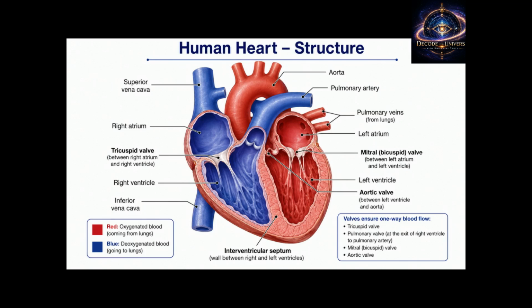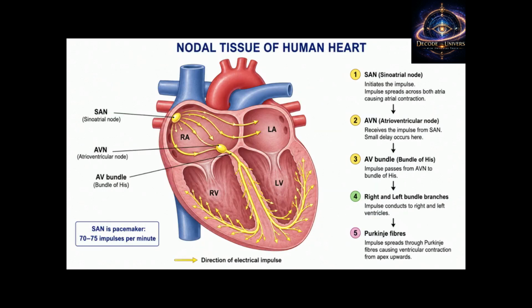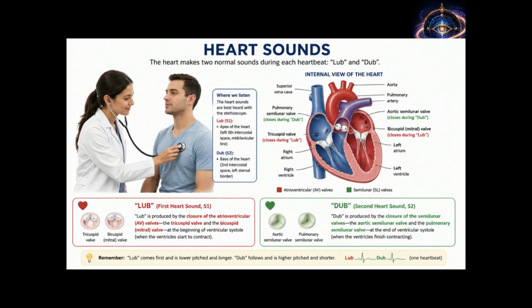AVN, atrioventricular node. Located in the lower left corner of right atrium near the atrioventricular septum. AV bundle of His. Carries impulses from AVN to ventricles. Purkinje fibers. Spread impulses through ventricular muscles. Normal heart rate is about 70 to 75 beats per minute, average 72 beats per minute.